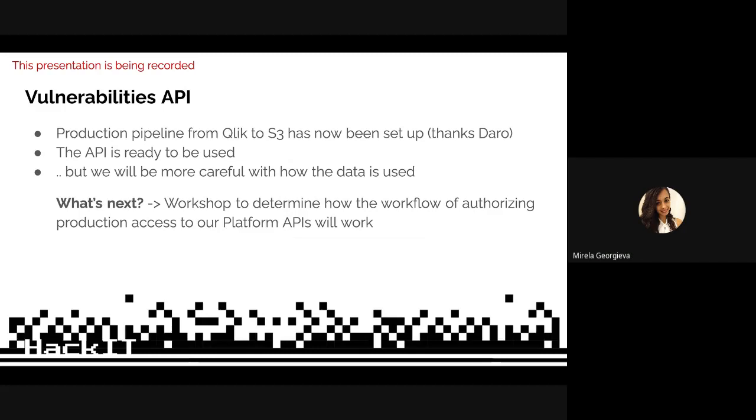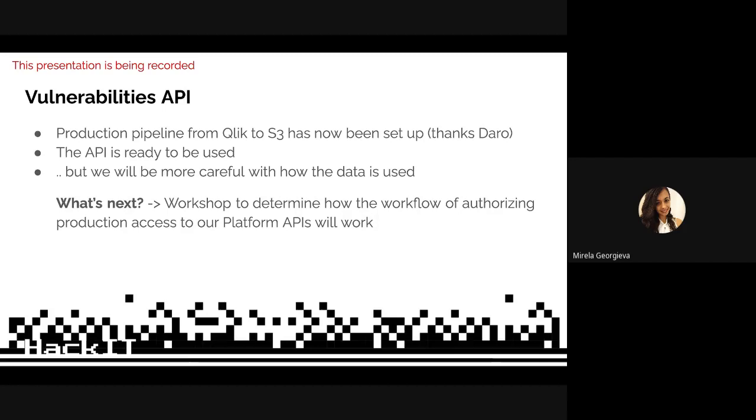Hello, everyone. Here's an update on our vulnerabilities API. Good news, the production pipeline from Click to S3 has now been set up, and thanks to Dara for helping us out. This means that on a daily basis, Click generates a CSV file of vulnerabilities data that we've agreed with the data and insight team, and it pushes the file to S3. In S3, we kick off our data pipeline, which inserts that data into our cloud Postgres database. Having the production pipeline ready is great because this means the API is ready to be used.